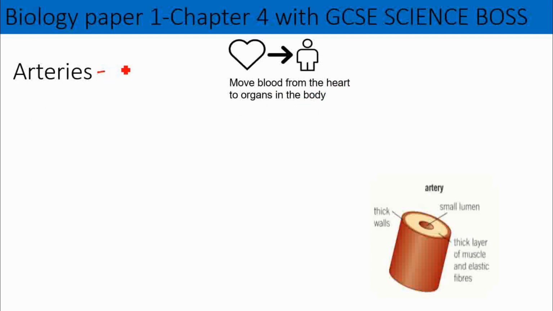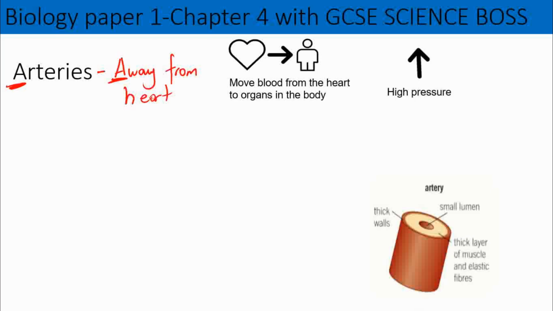So it carries blood away from the heart, okay? Away from heart. So I use the A in a way to link that to arteries, to remember that it carries blood away from the heart, okay?